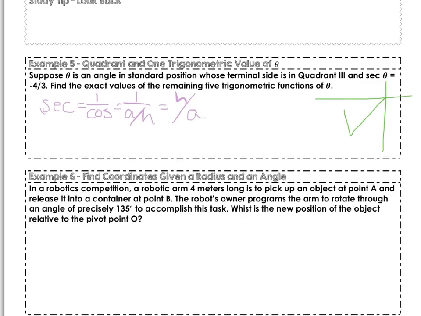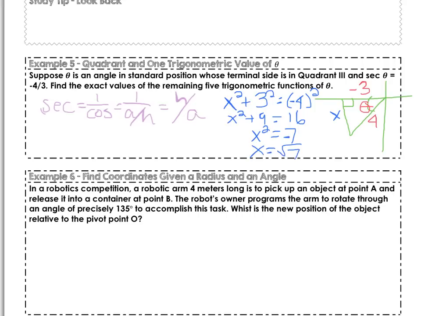I'm over here in the third quadrant. Here's my angle theta. The adjacent is going to be negative 3, and the hypotenuse is going to be 4. To figure out the missing side length, we'll just use the Pythagorean theorem. So we have x squared plus 3 squared equals the quantity negative 4 squared. So x squared plus 9 is equal to 16. If we subtract 9, we get x squared is equal to 7. So our leg is equal to the square root of 7.